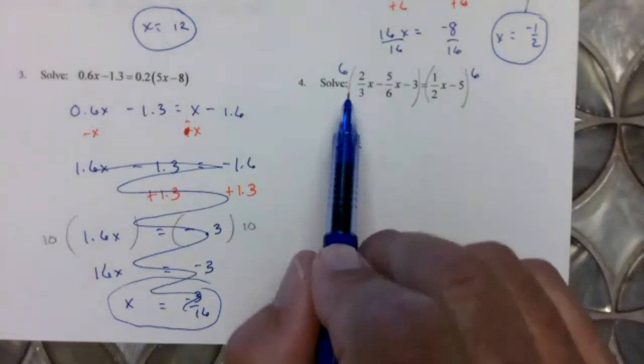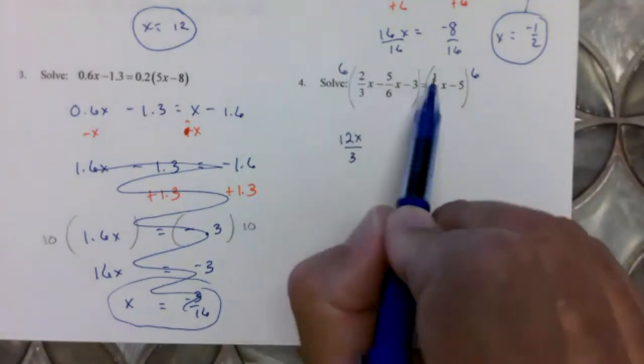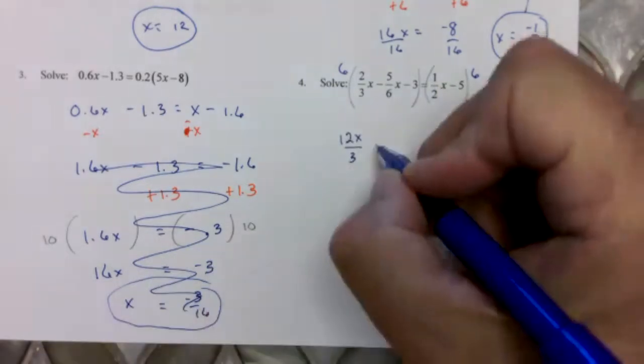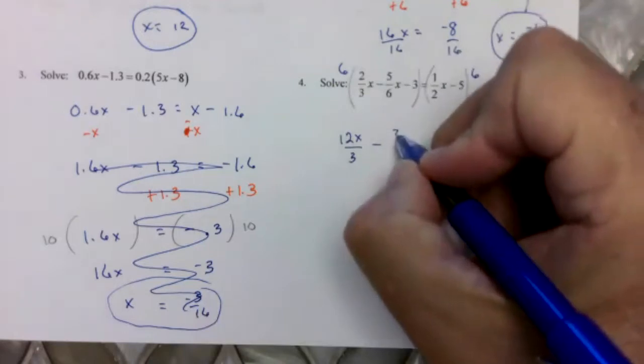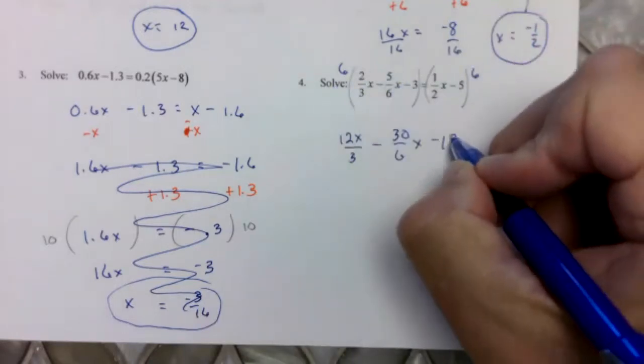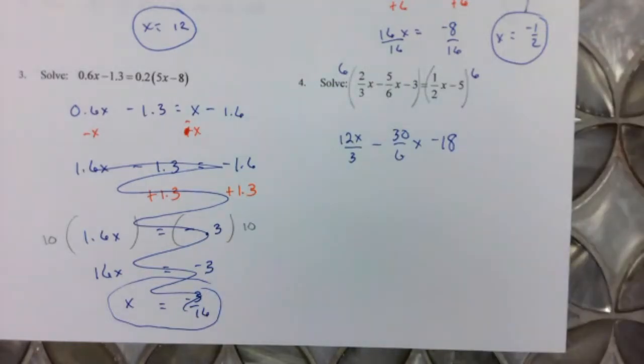Okay, so 6 is not prejudiced. It will go to everybody. It's not just times the 2/3 and done. Minus 6 times 5 is 30 over 6 minus 18. It's the whole kit and caboodle.